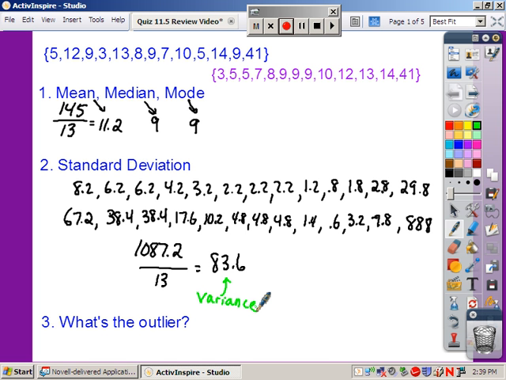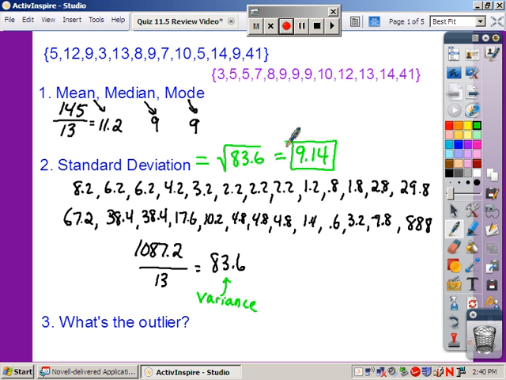And then to finally get the standard deviation, which is what it asks you to begin with, all you do is square root the variance value you got. When you do that, you get 9.14, which is your final answer for standard deviation.